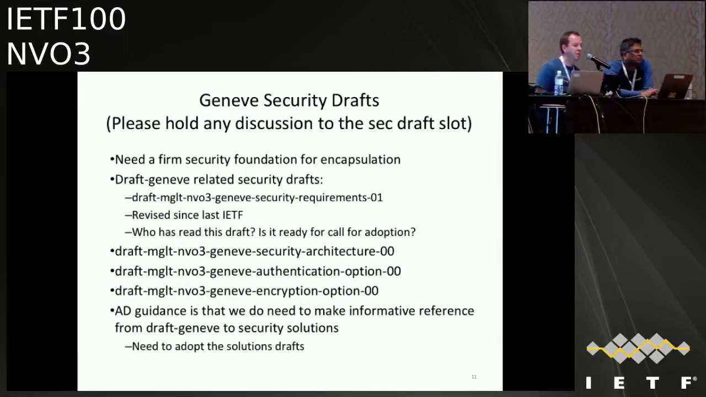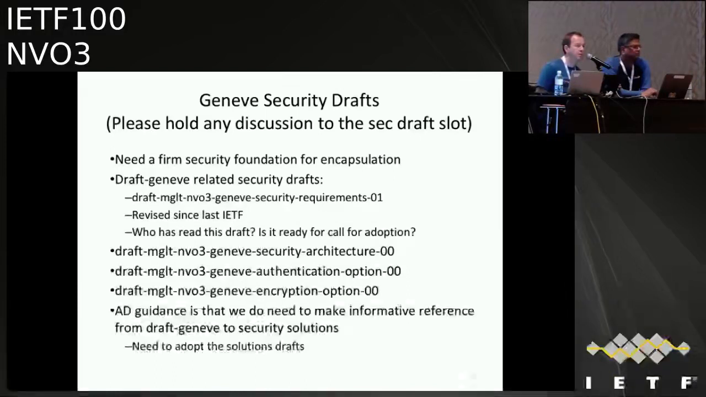Security drafts. We have a whole set of security drafts now related to Genève, which is great. We won't discuss this immediately, but I'd like a little discussion around this when we have the discussion on the security drafts in a moment. We're getting fairly strong guidance that we need a firm security foundation for our encapsulation. We have a set of four drafts: requirements, security architecture, an authentication option, and an encryption option for Genève.